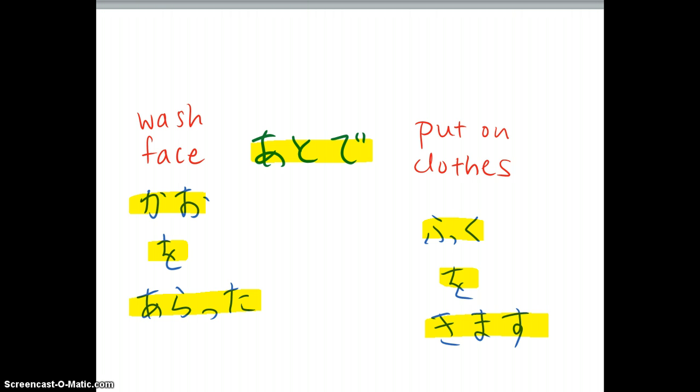Keeping in mind the important rule that the first action that you do must be in the ta form before adding atode. And that is the lesson.